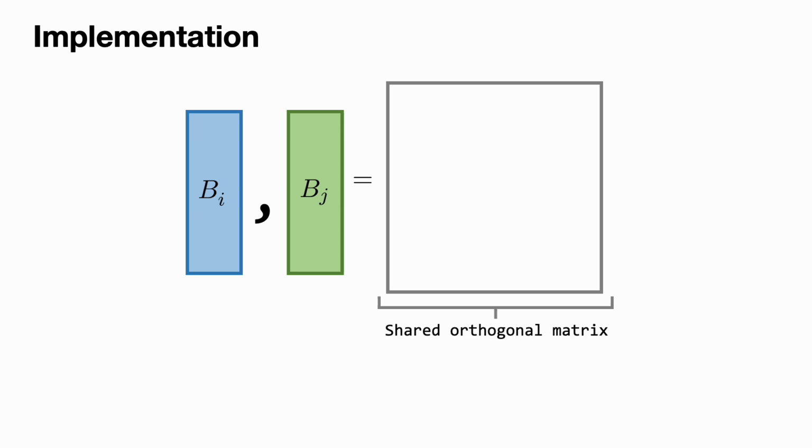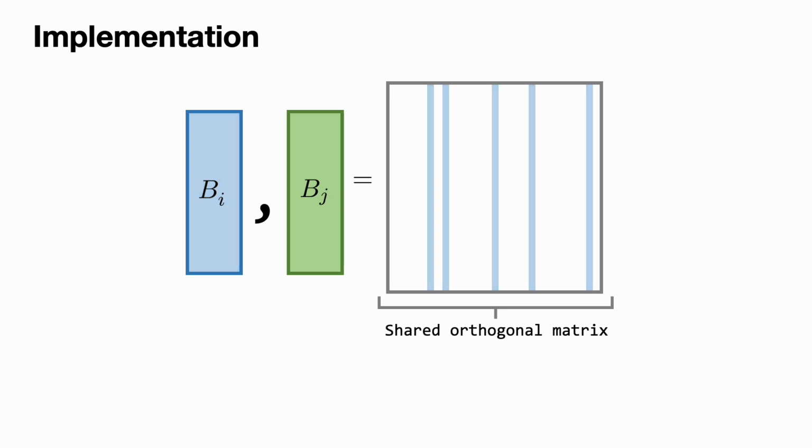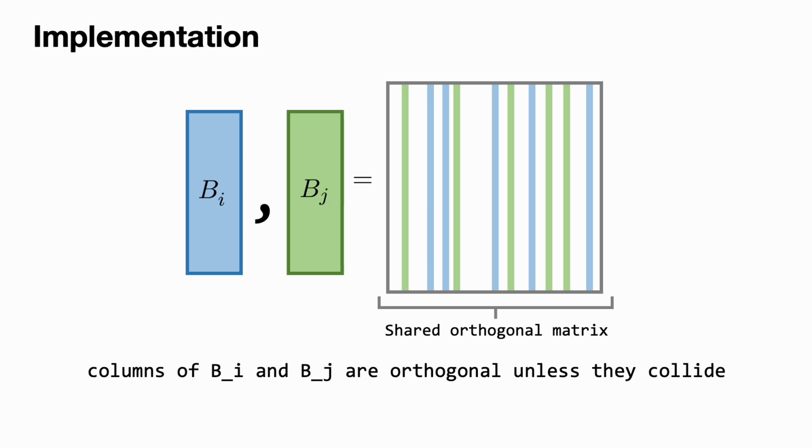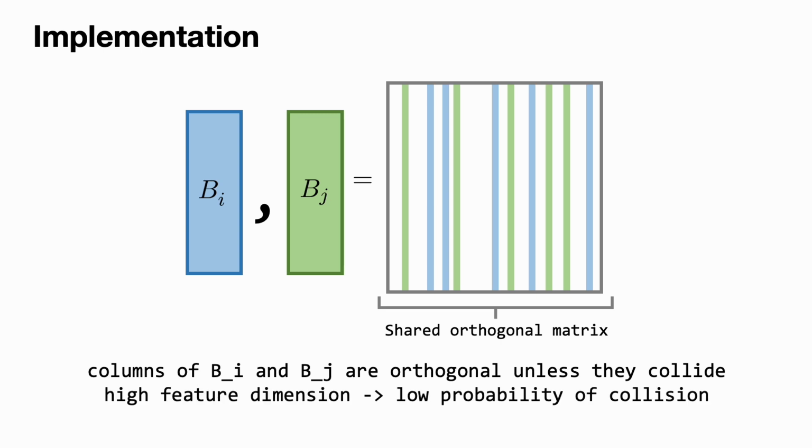We first define an orthogonal matrix which is shared amongst all users. Note that by definition, any 2 columns of this matrix are orthogonal with respect to the other. We then define B_I by picking R random columns from the orthogonal matrix, where R depends on the dimensionality of B_I. We do the same for B_J, also picking R random columns from the orthogonal matrix to populate the columns of B_J. Observe that the columns of B_I and B_J are orthogonal unless they collide, and due to the high feature dimension of the weight matrices, the probability of collision is kept low, meaning B_I and B_J are approximately orthogonal with high probability.